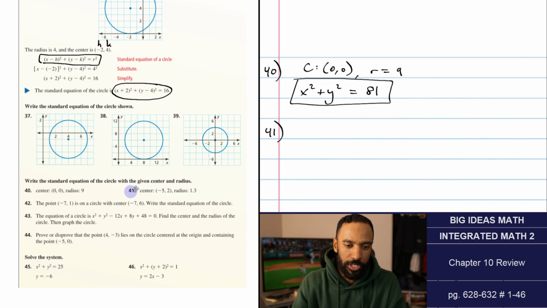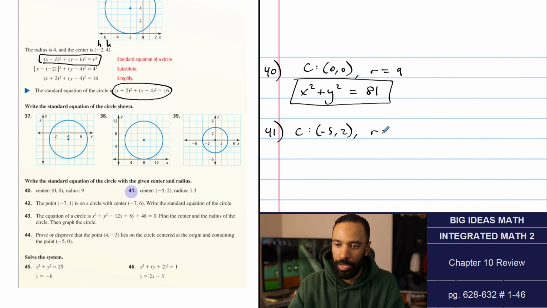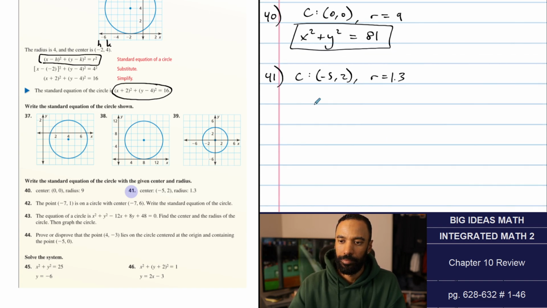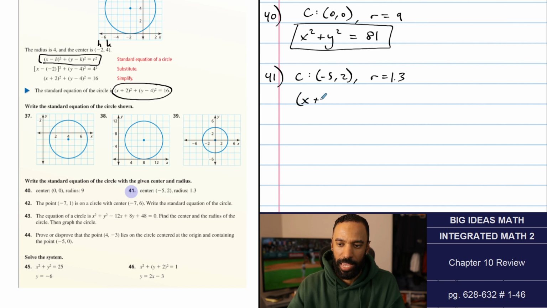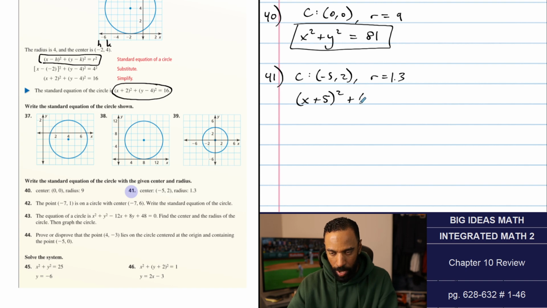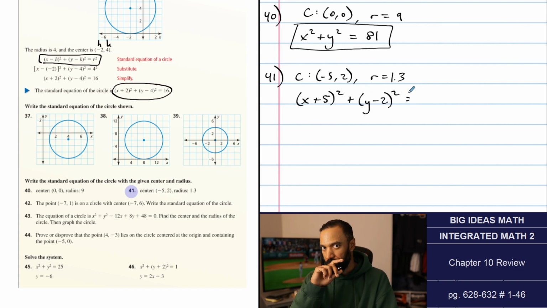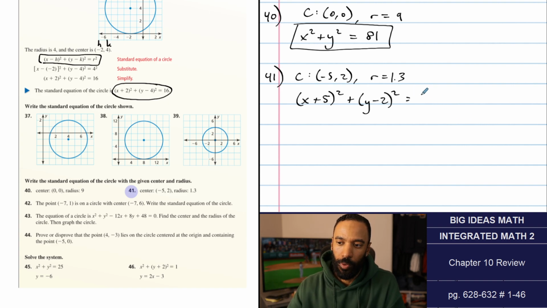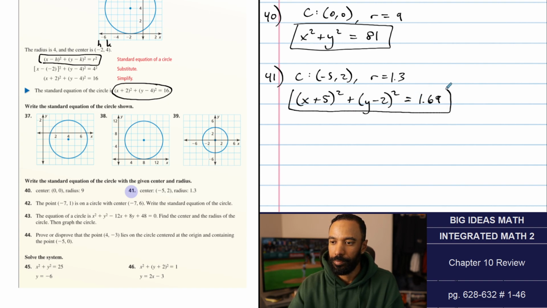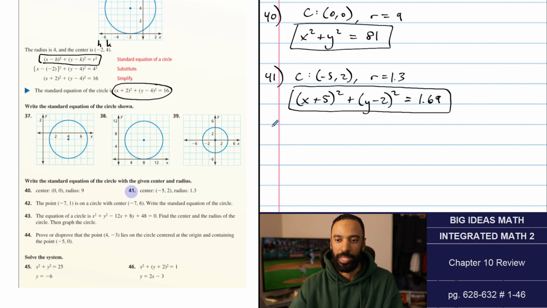Number 41, we have a center at negative 5, 2, and a radius of 1.3. So let's go again. This is x minus h, is x plus 5, plus y minus k, quantity squared. We've got to do 1.3 squared. It should be 1.69 because 13 squared is 169, and that's just how that would work out. Okay, those are the equations.